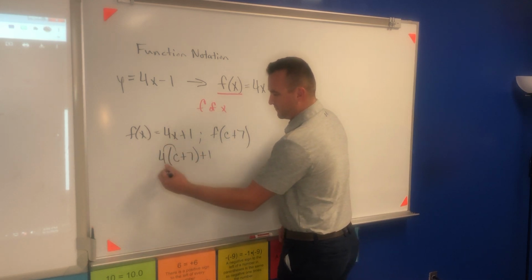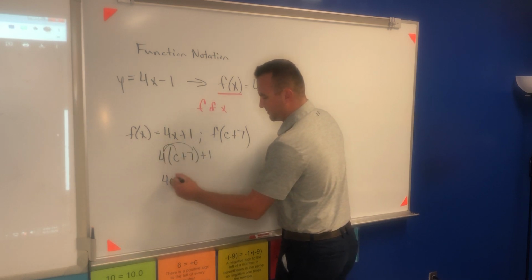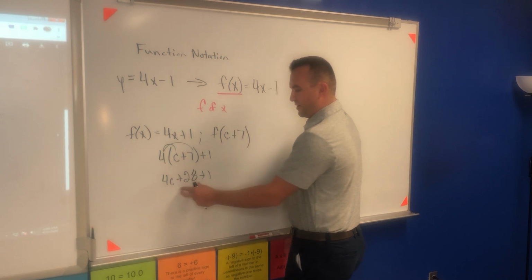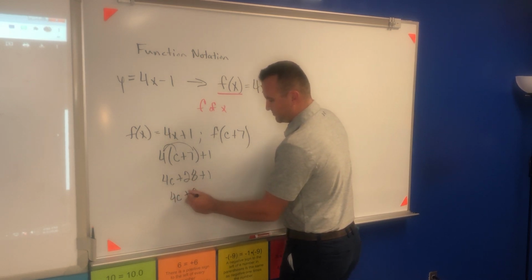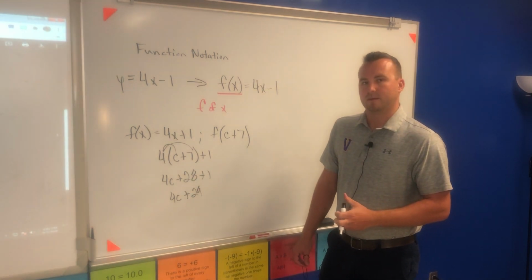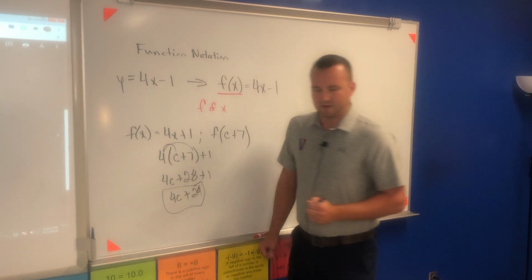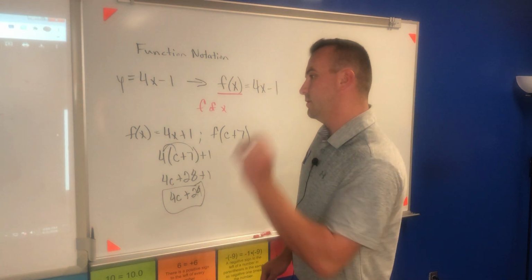We distribute 4c, 4 times 7 would be 28. Plus 1. Combine like terms. 4c plus 29. Is there anything else I can do to that? No, because they're not like terms. That's my answer right there. Okay.